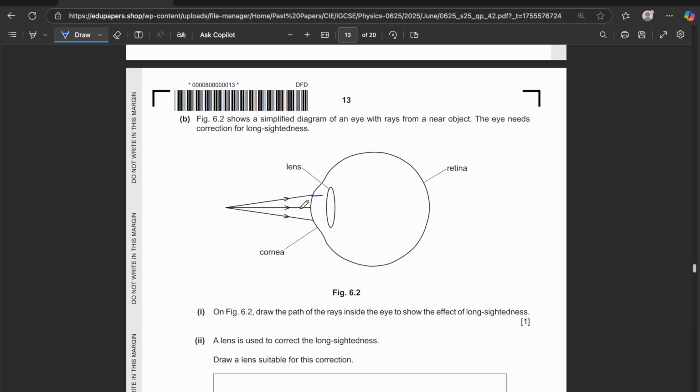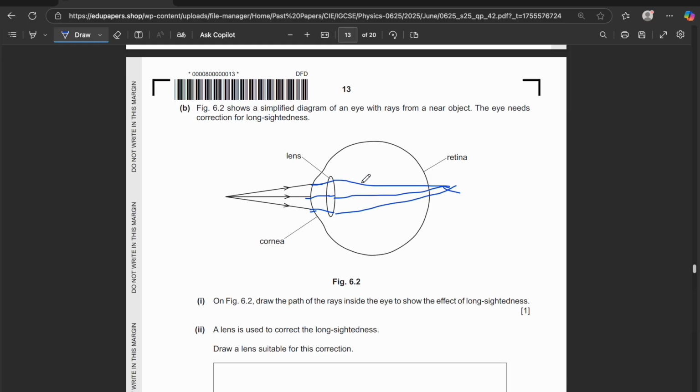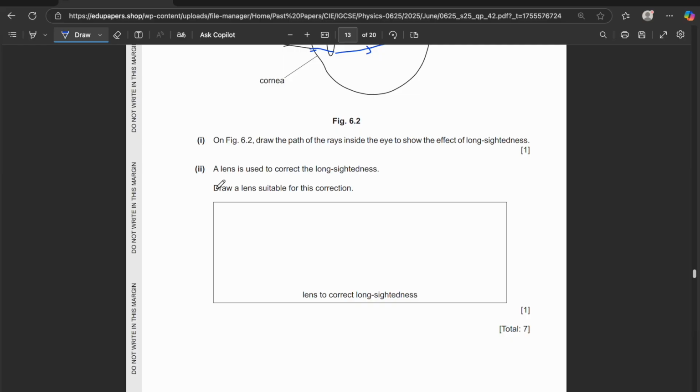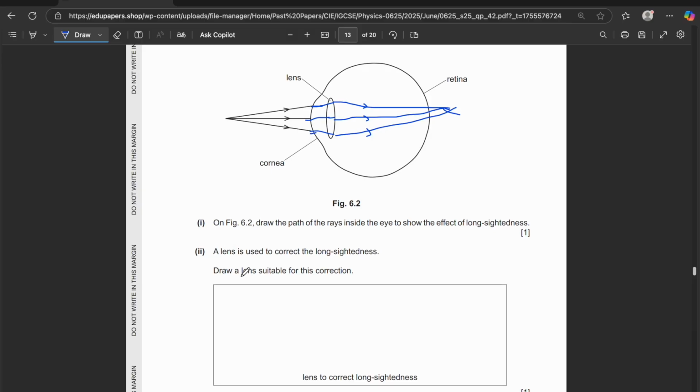Okay, so if they enter, then the rays will converge at the back. A lens is used to correct the long-sightedness. Draw a lens suitable for this correction. So you know that they meet later than they should. So we need to make them closer together. We also need a convergent lens.